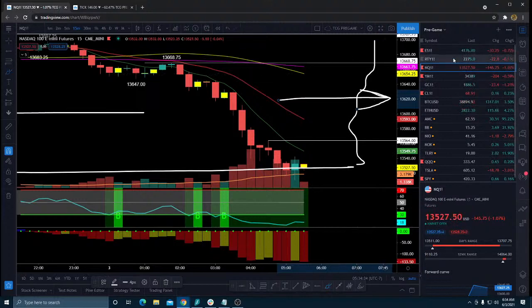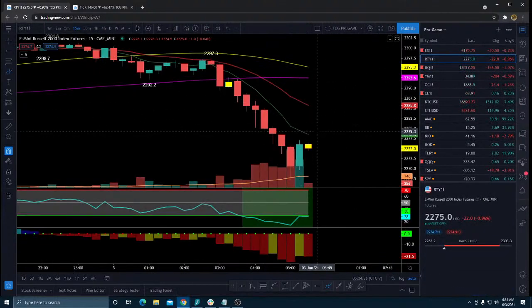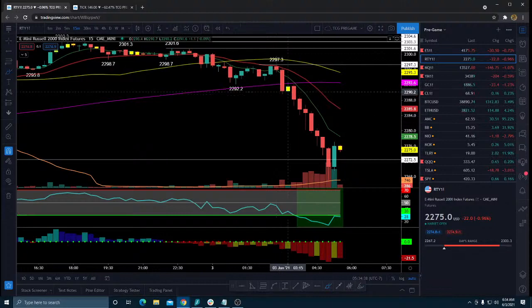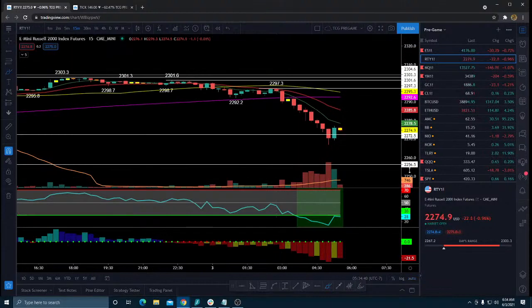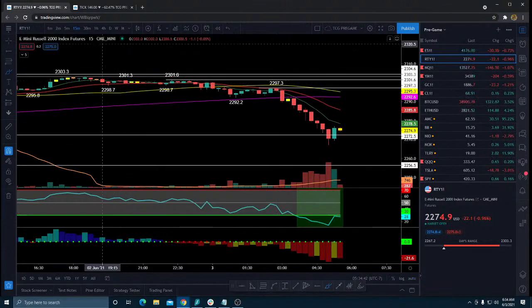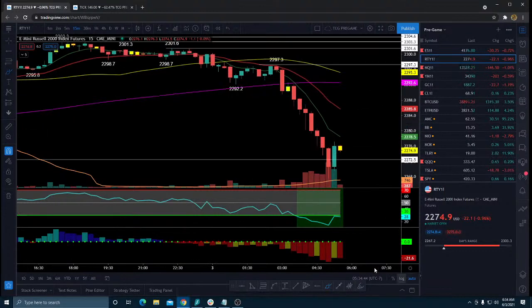So with the NASDAQ, let me go back to RTY. So on RTY, here are your levels. If you want to screenshot that, we're pulling back again, pulling back very hard. 15-minute RSI dip below 15.